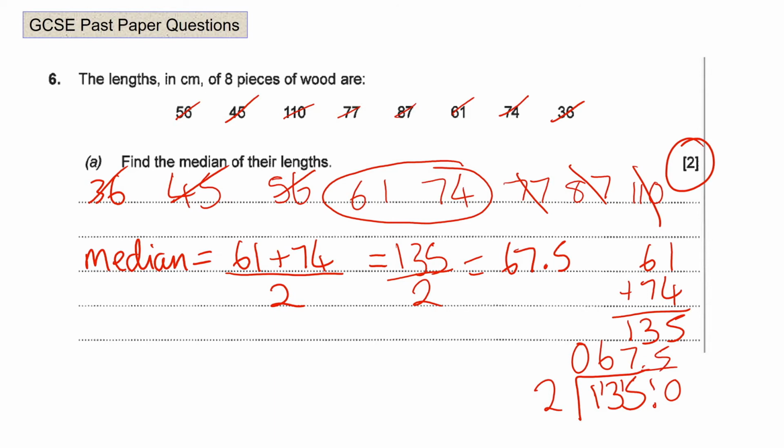That gives you an answer of 67.5. So where are the marks here to get these 2 marks? Remember, you get 1 mark for writing them in the correct order, 1 mark then for your 67.5.